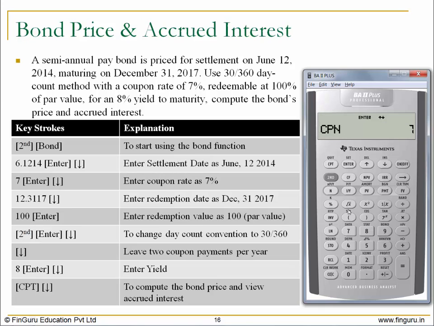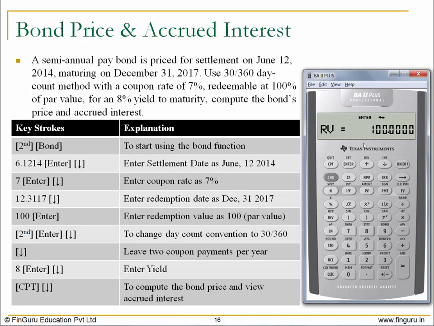We press the down arrow key, and now we enter the coupon rate, CPN, which is the coupon rate. So it says 7. Enter. Press the down arrow key once again. Now this here is the redemption date, which in this case is given to us as 31st December 2017. So we enter that value as month dot day year, so 12.3117. Enter. Press the down arrow key once again.